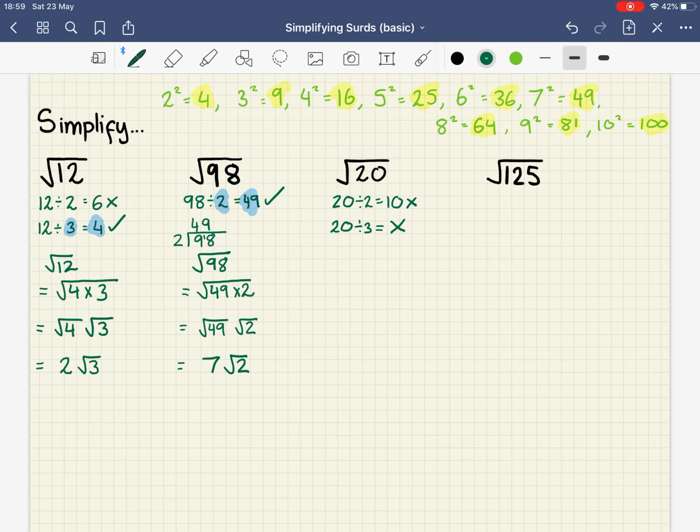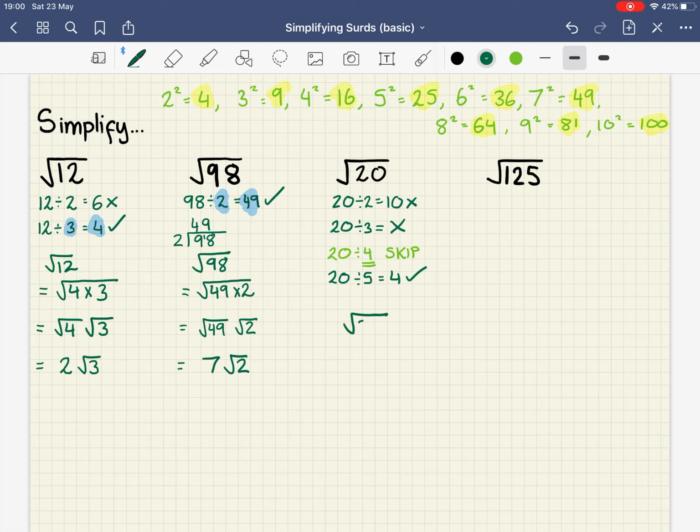I skip 4, and actually I'm going to write this in green here just so you can see, I'm going to skip this. The reason why is because that 4 is one of my square numbers, and so it can work sometimes, but you might risk not identifying the highest square number if you divide by a square number. So always skip your square numbers when you come across them. So now I'm going to look at 20 divided by 5, and that does give me 4, and so therefore that is going to work.